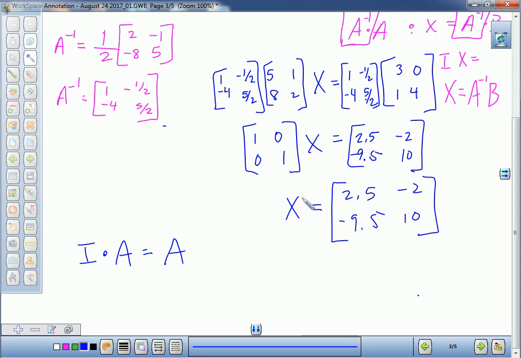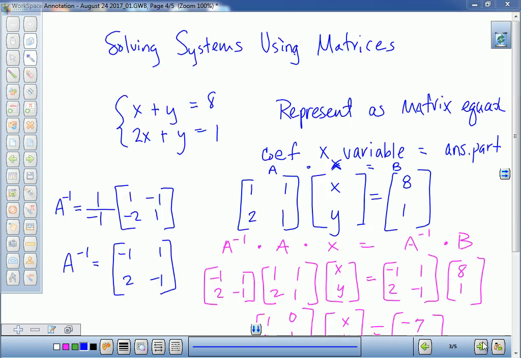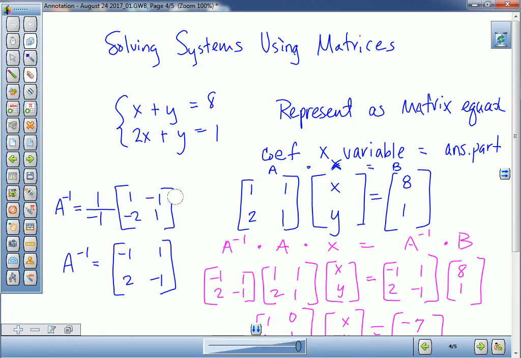So if you took what we just got for x and multiplied it by a, you would get the 1, 0, 0, 1. That one. If you did this, okay, so that's a good question. If we did a times x, will it equal b? Yes, if we did it right. But we have to do the order this way. A has to come first, x has to come second. Okay? All right, so now we're going to look at this.